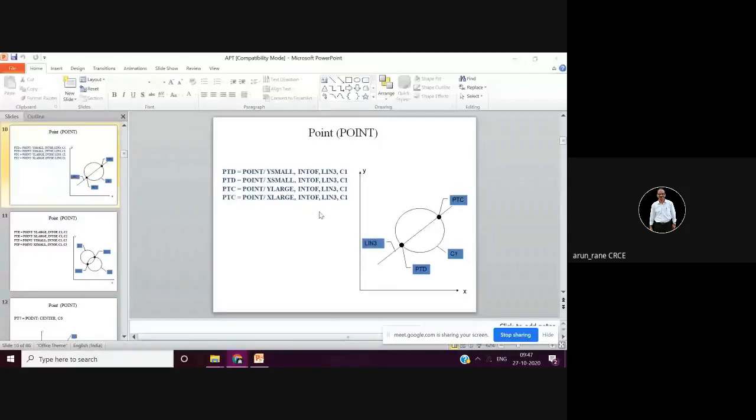Another way of describing a point. So now this is point C, and this is point D. Point D is a point such that the Y point is the small intersection of line 3 with the circle C1. So this is the circle C1, and this is line 3. Now this line will intersect this circle in 2 points.